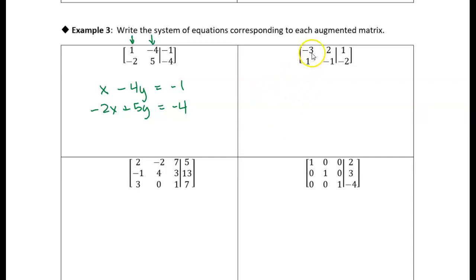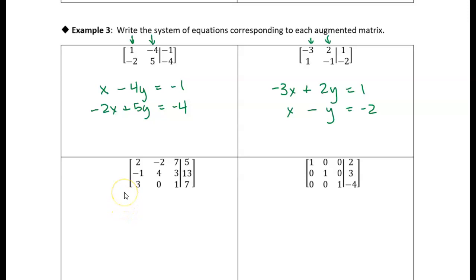So in this example, again, we're going to take this column to represent the x column, and the next one will be the y column. So this -3 is the coefficient on x, and then we have plus 2 times y equals 1. And the second one, we have 1 times x, which is just x, minus 1 times y. Okay, so we have minus y equals -2. Okay, so that's the system of equations represented by that augmented matrix.